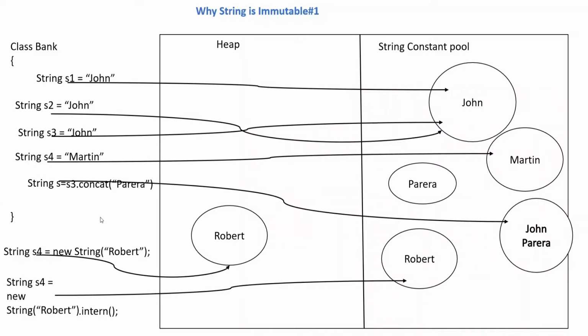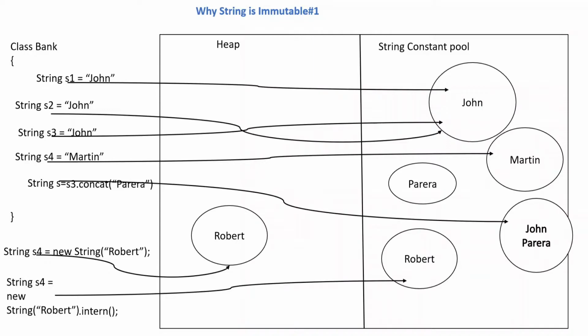Last time we saw the region, and how the memory is organized with the string constant pool. If you have not watched the previous video, I would suggest you go through it. You will come to know why string is immutable, and what role the string constant pool plays. That was basically one of the reasons that string is immutable.